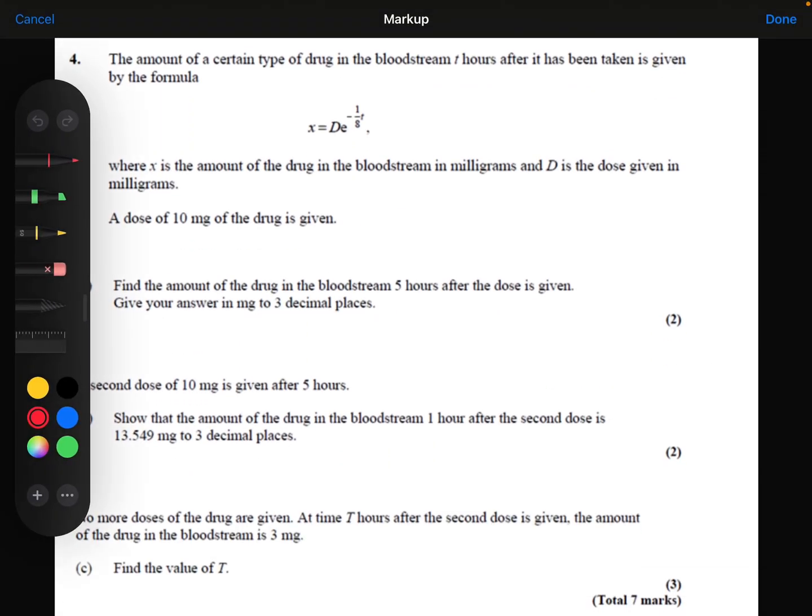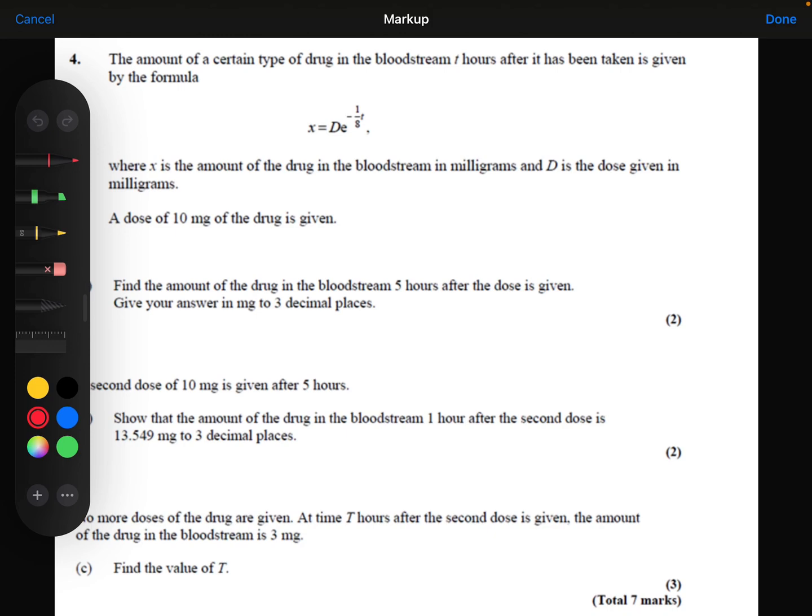The amount of a certain type of drug in the bloodstream t hours after it's been taken is given by the formula x equals d e to the minus 1/8 t, where x is the amount of drug in the bloodstream in milligrams and d is the dose given in milligrams. A dose of 10 milligrams of the drug is given. Find the amount of the drug in the bloodstream 5 hours after the dose is given.